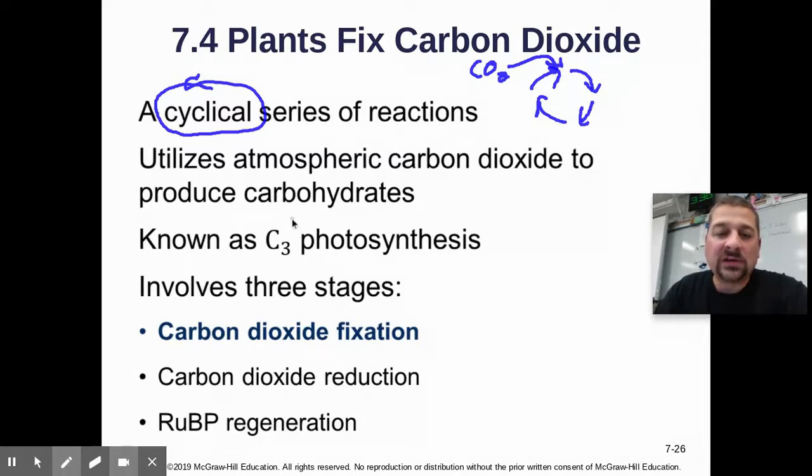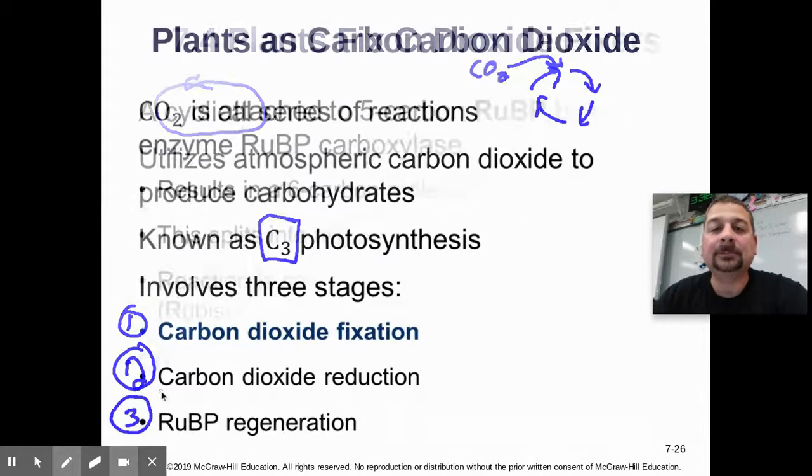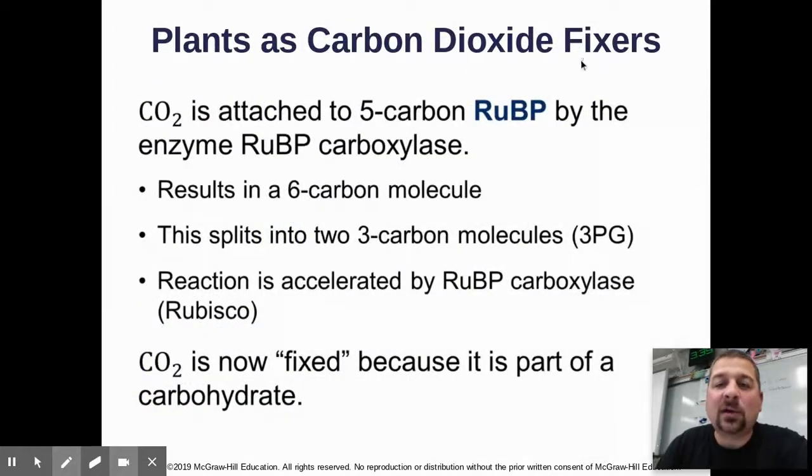What we are going to look at is known as C3 photosynthesis. There are some other types which we will look at in the next video. And it can be broken down into three stages: carbon dioxide fixation, carbon dioxide reduction, and RuBP regeneration. We say that plants are carbon dioxide fixers.